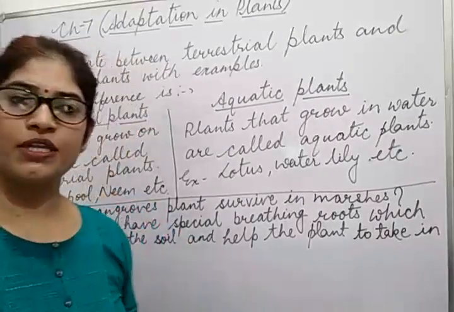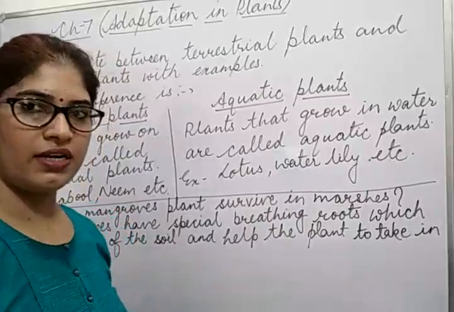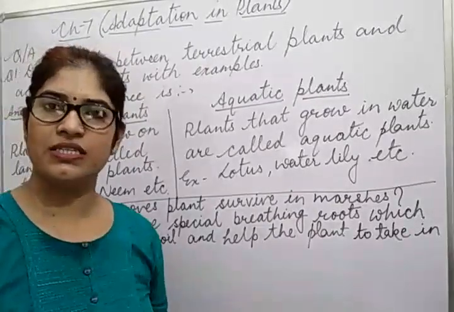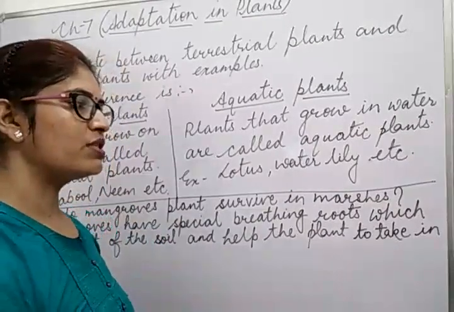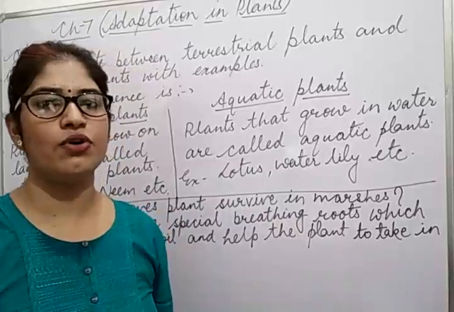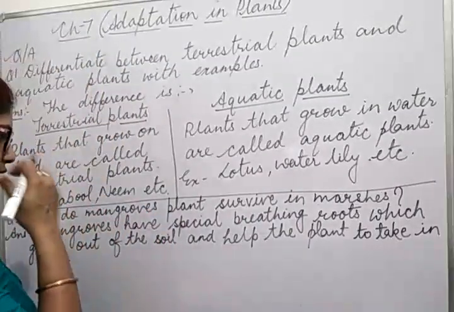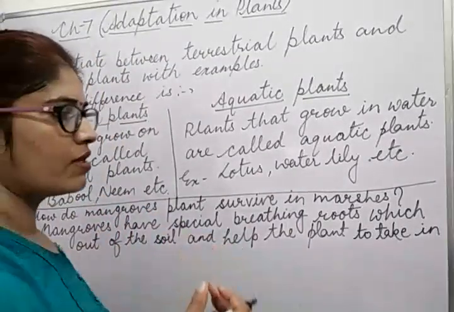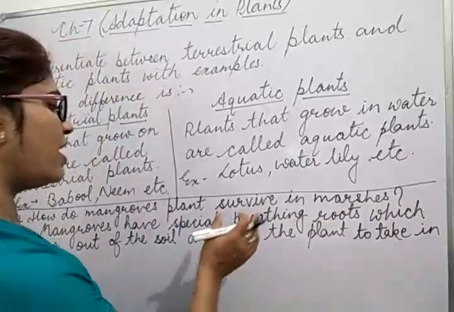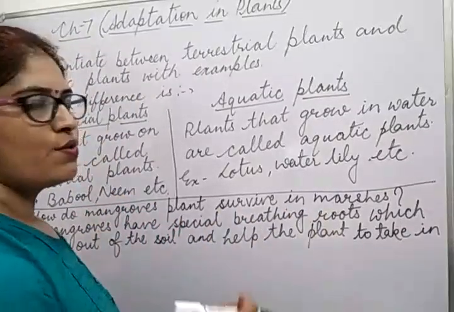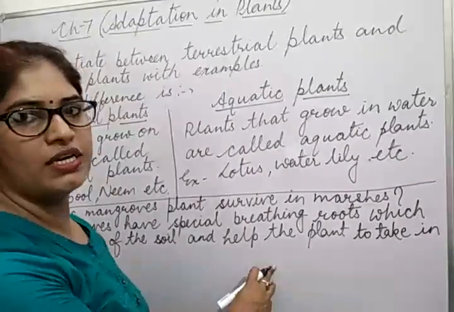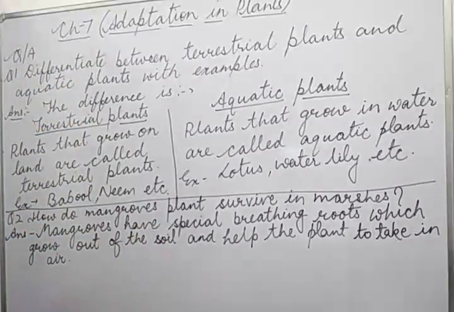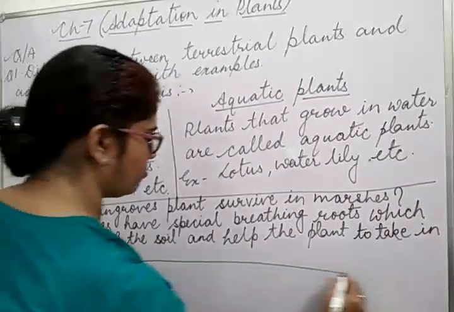If they would not have breathing roots, they would not be able to grow in that area, because that area is covered with clay soil, clay and sticky soil, and those roots are present under the soil. They would not be able to breathe, and basically they are growing in sticky area, so they are having special breathing roots which help the plant, which basically grow out of the soil and help the plant to take in air. Okay, so that's why they survive in marshes. Now question number 3 we will write. What is question number 3?